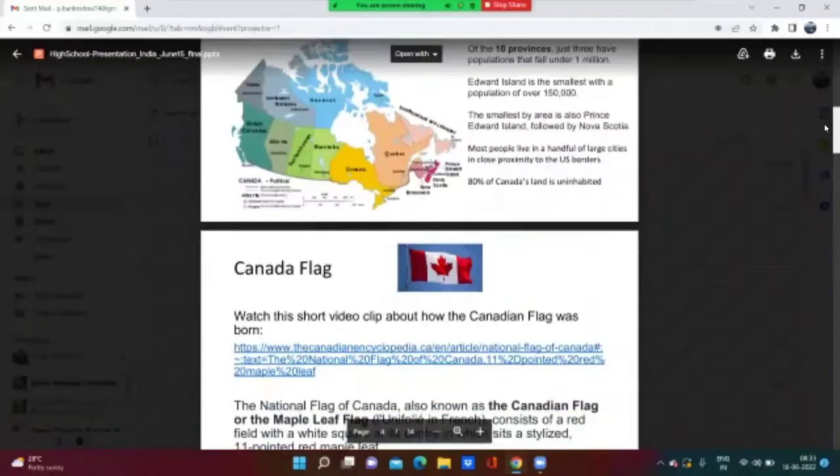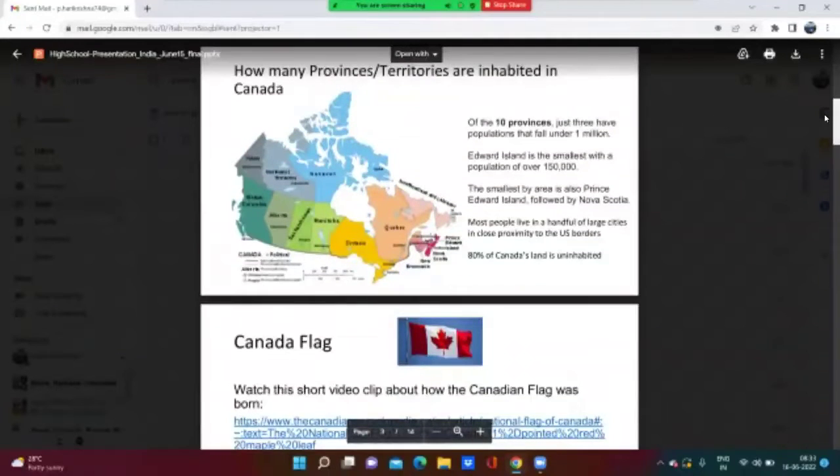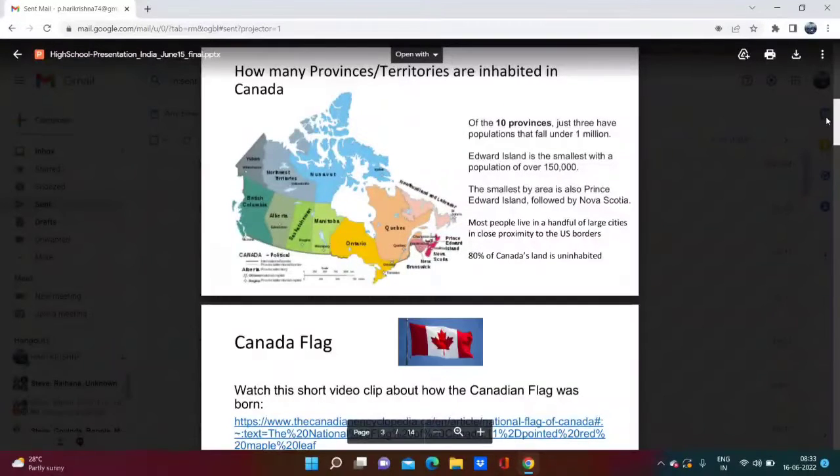Next slide, please. Of the 10 provinces, only 3 have a population of under 1 million people. Prince Edward, which on the map you see here to the right, is an island colored in red. That is Prince Edward Island and Nova Scotia. And those are the smallest places in Canada.